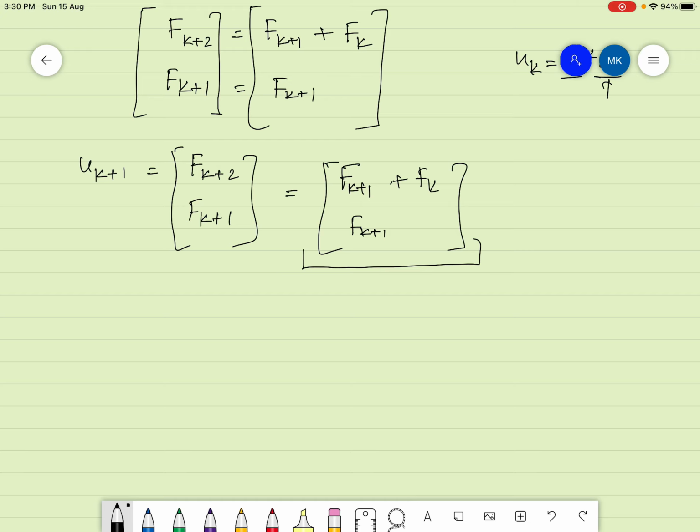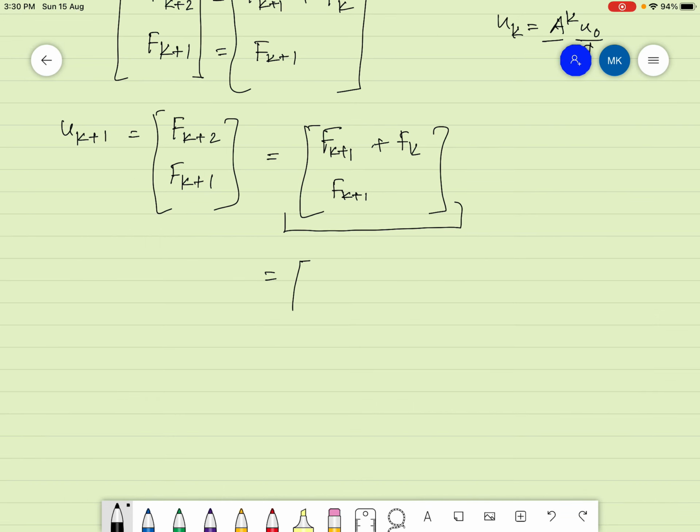If you try to express this vector as a matrix vector multiplication, let's say the vector is f of k plus 1 and f of k. Then what will be the matrix? According to the very basic rule of matrix multiplication, it should be 1 and 1. So 1 into f of k plus 1 plus f of k is the first row, and 1 and 0. So it should be 1 into f of k plus 1 plus 0.